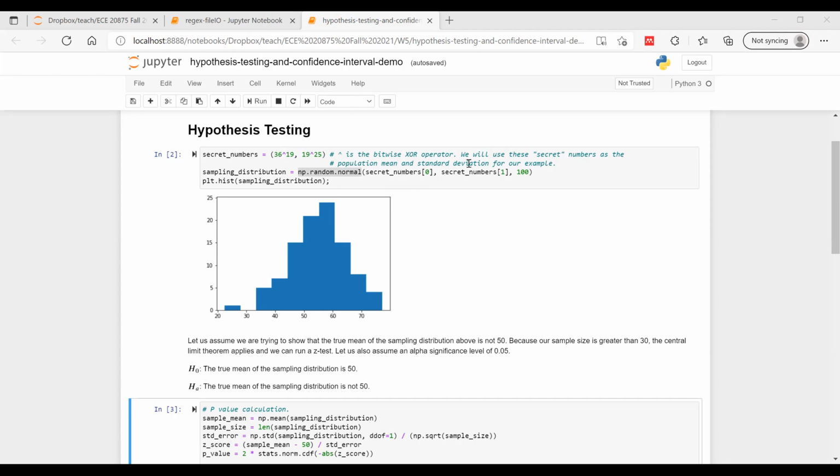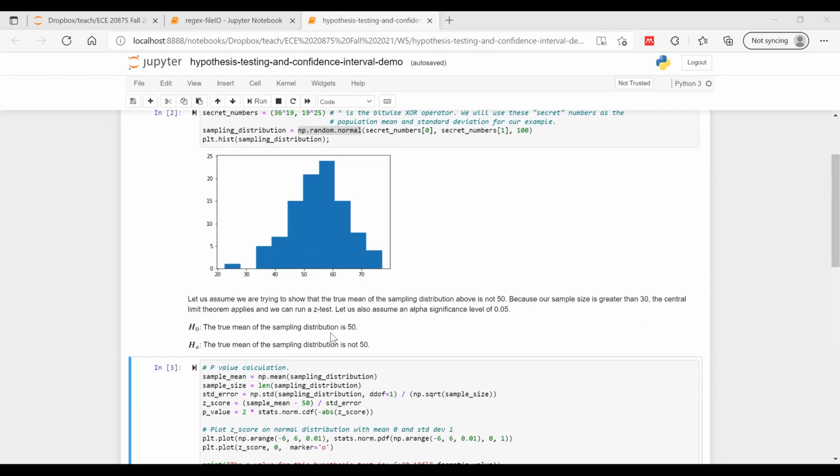But then we use these two secret numbers as a mean and standard deviation to generate 100 samples, because you can see random norm. So basically we generate Gaussian samples, where the first number is the mean and the second is the standard deviation, and we say we'd like to have 100 of them. So this will be the histogram. We plot out the histogram. From this histogram, we can roughly guess the actual mean is probably around 55, 56, something like that.